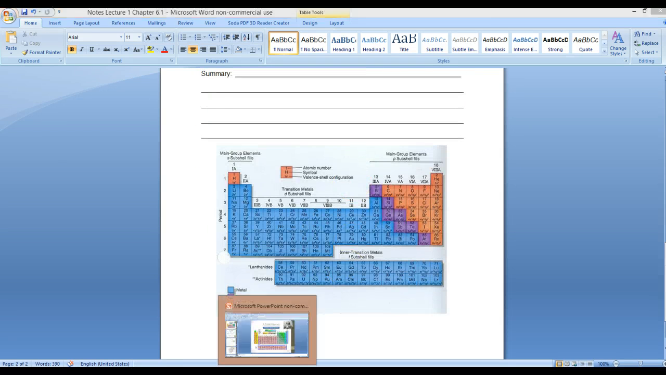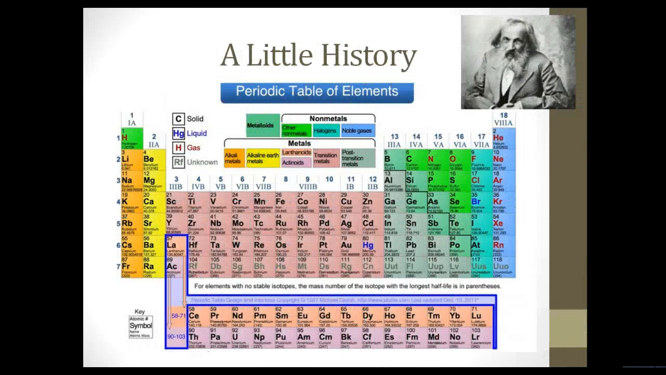Periodic table at the bottom. So let's get into it. During this lecture, we want to learn about how elements are organized in the modern periodic table, and also go into a little bit of history and learn about the father of the periodic table, Dmitry Ivanovich Mendeleev.